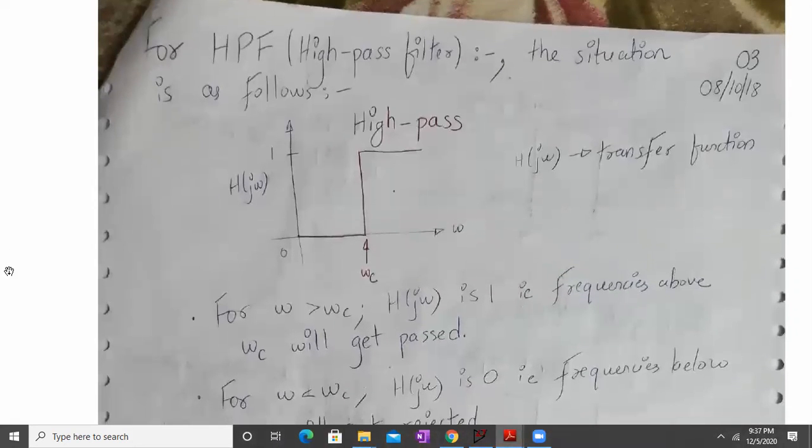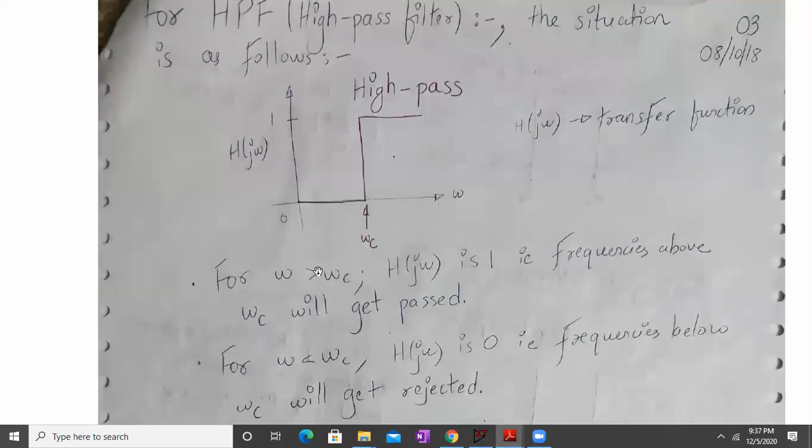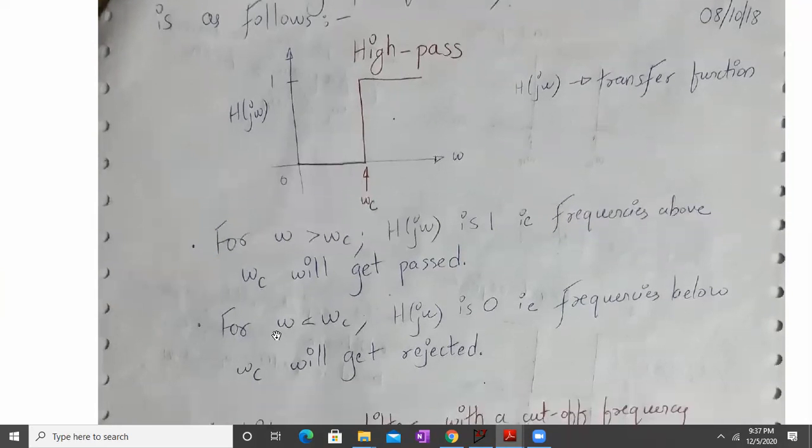Similarly, we can define the high pass filter response. As you can see, this is the ideal response of a high pass filter. You have again h of j omega as the gain, and omega c, which is the cutoff frequency for a high pass filter. h of j omega is basically the transfer function, the gain of the system. Mathematically, for omega greater than omega c, h of j omega is 1, so the frequencies above omega c will be passed. If any frequency omega is lesser than omega c, h of j omega will be 0. That means frequencies below omega c will be rejected.